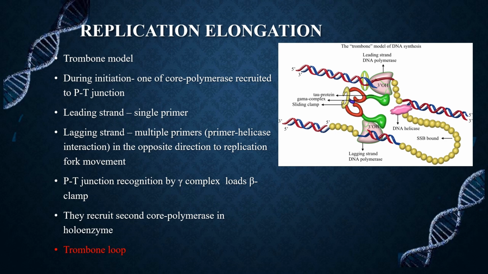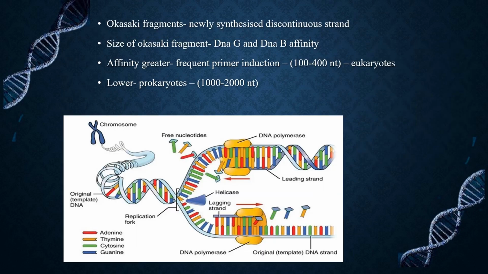The primer-template junction is recognized by the gamma complex, which loads the beta clamp. The beta clamp recruits the second core polymerase in the holoenzyme, and it synthesizes in the direction opposite to replication fork movement. It creates a double-stranded loop called the trombone loop. The newly synthesized discontinuous fragments are called Okazaki fragments.